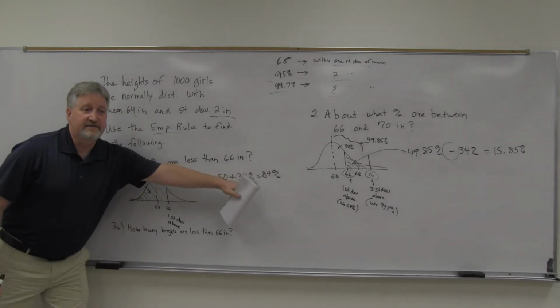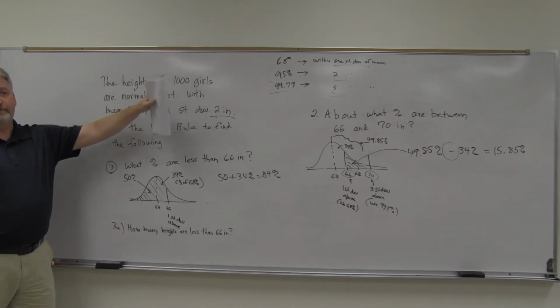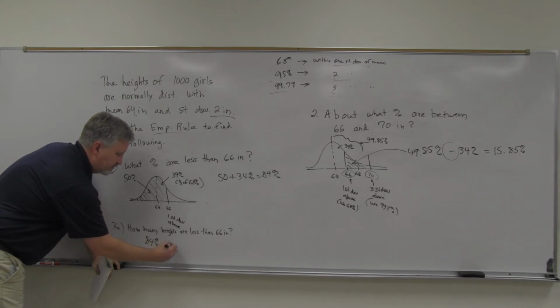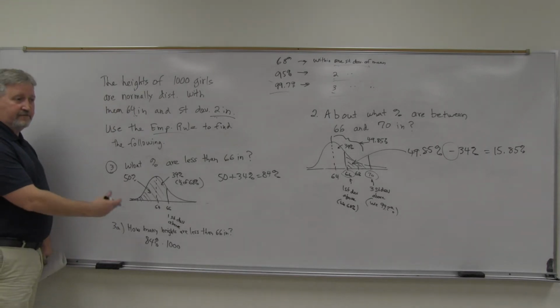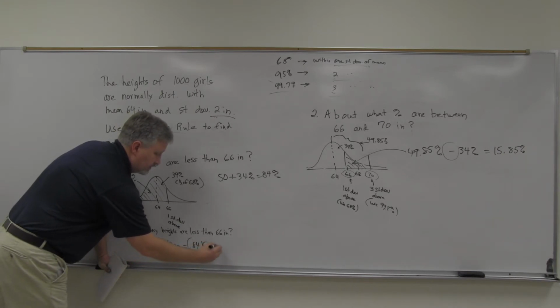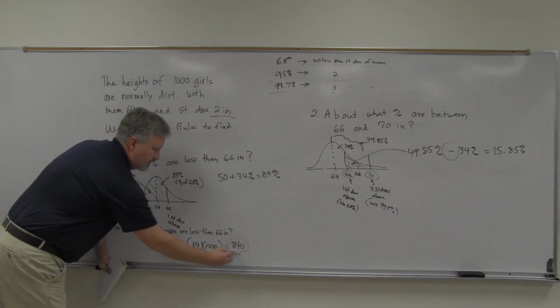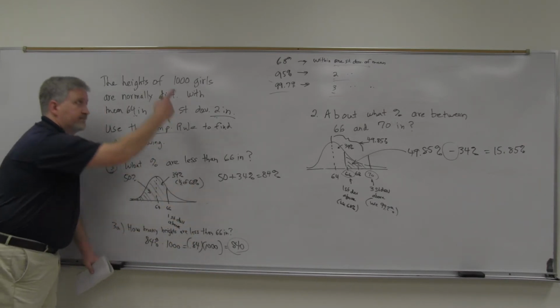Well, it's 84%, but I've got 1,000 girls, so it's 84% of 1,000. So if they ask that, you may have to figure out your percentage and then multiply it by the number of people, or things, they give you. See what I'm saying? 0.84 times 1,000. So that's 840. 840 of them would be expected to be less than 66. Sometimes you may have to multiply by that number that you're given.